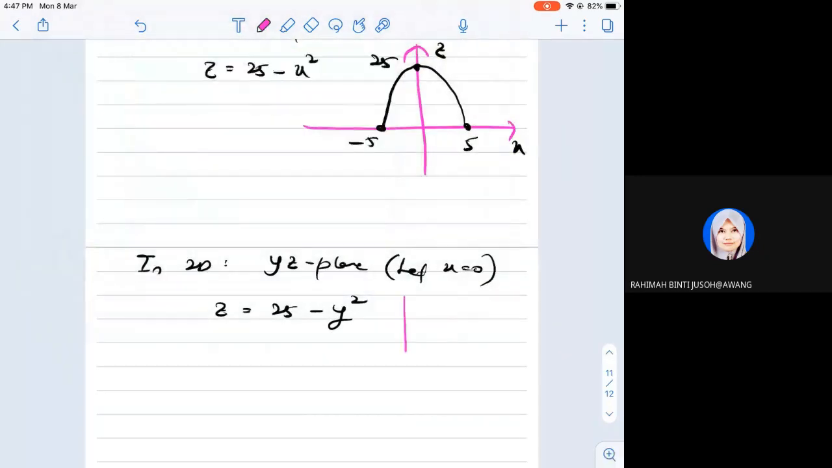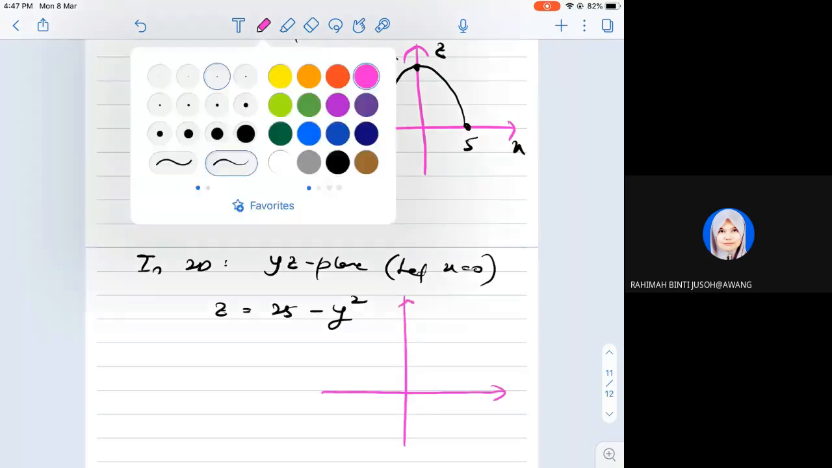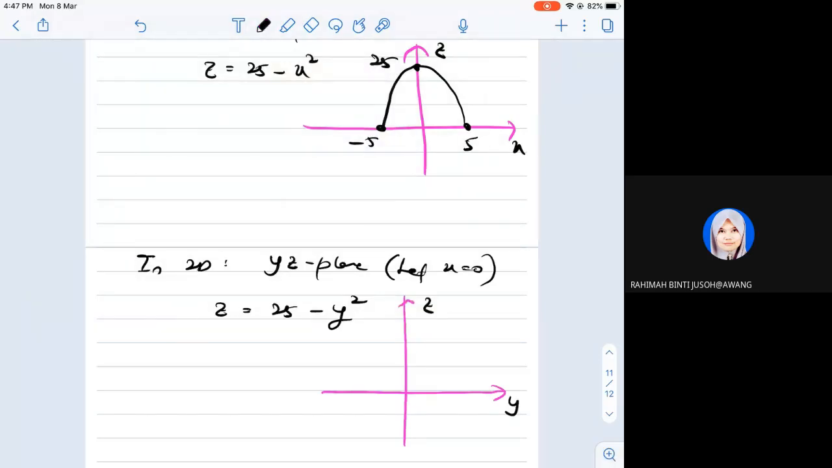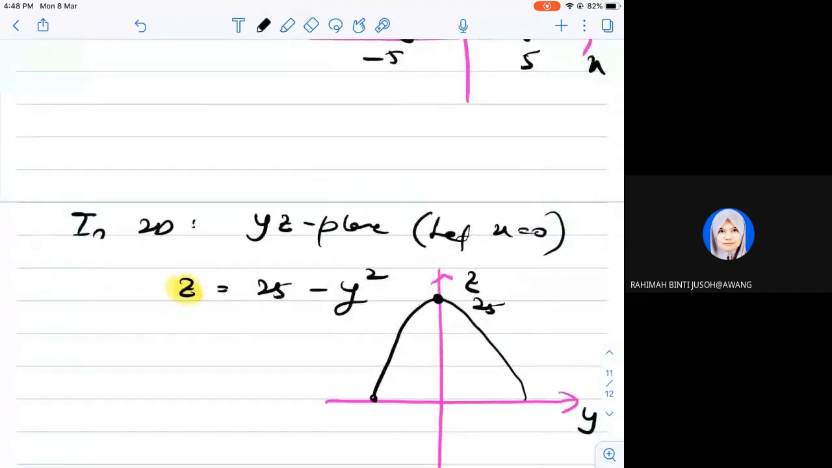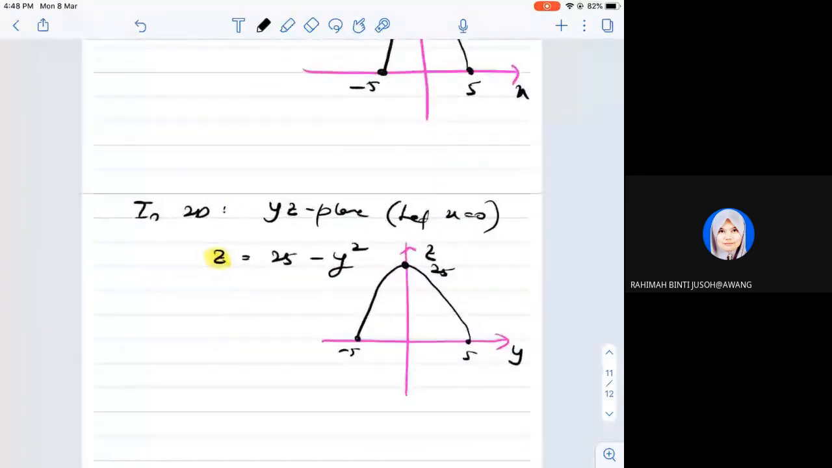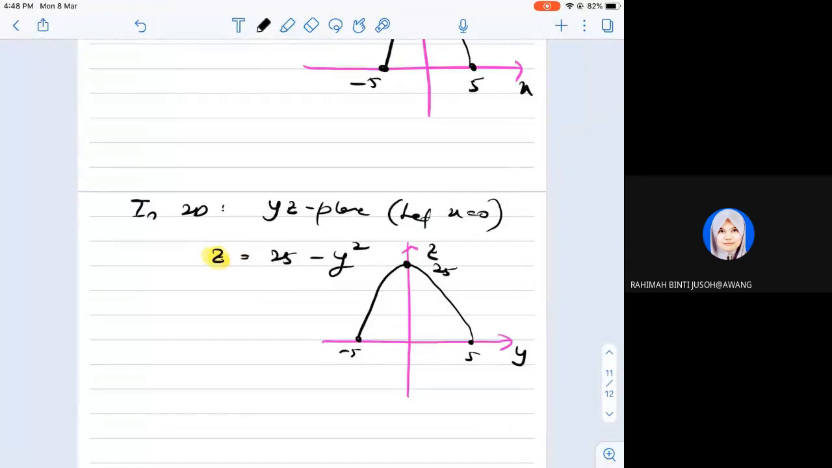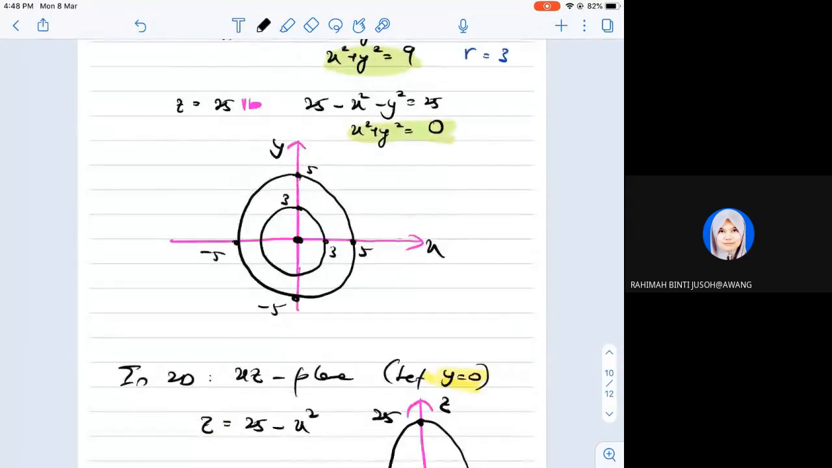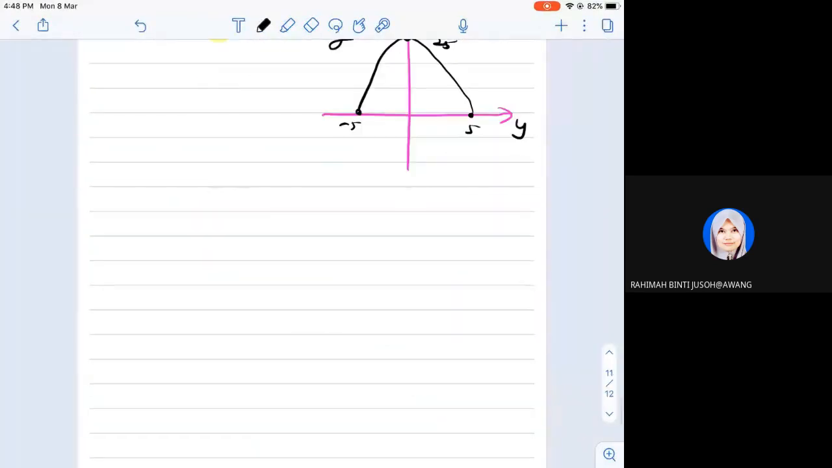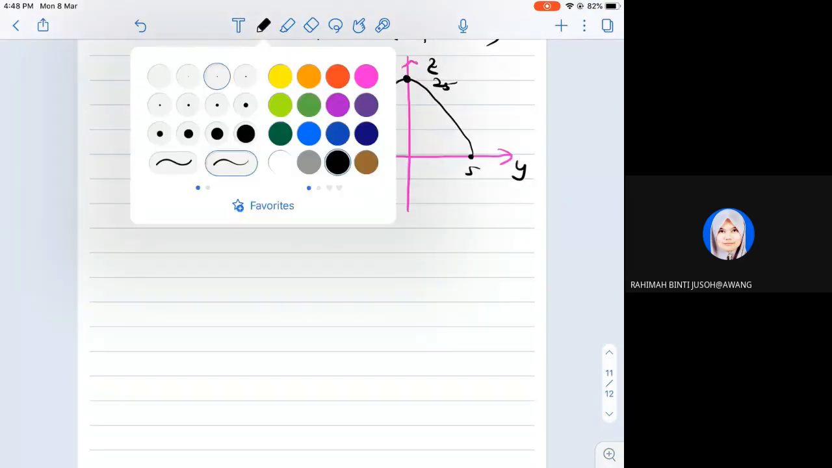So now the graph in 2D should be like this. We have y, we have z. Again downward lah sebab paksi kita z sebagai subjek. Ni z subjek ni. So here 25. Right here negative 5. Here is positive 5. Okay, now kita nak plot ketiga-tiga graf ni dalam 3D. Okay. So in 3 dimensions.